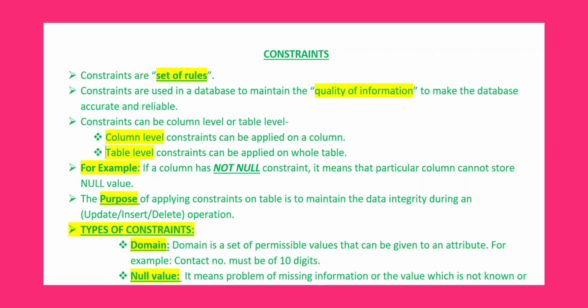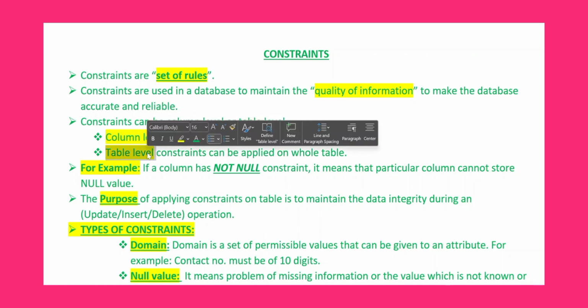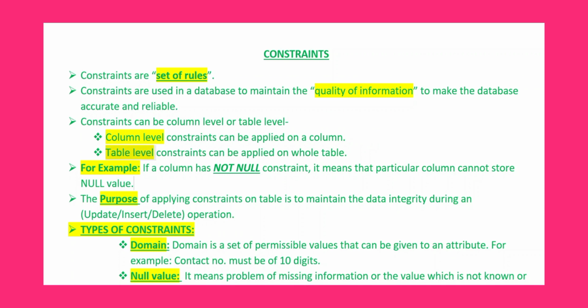And the second one is known as table level. So the table level constraints can be applied on the whole table to make it accurate, to make it reliable, so that the data can be fetched easily from the table. For example, this is the example of constraint. What is the example of constraint? Suppose you are maintaining a database related to anything. Now, there are so many rows and columns.